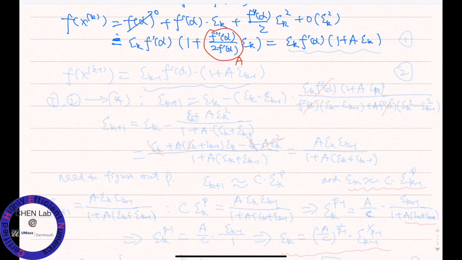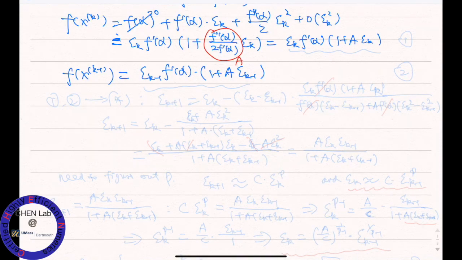This is f of x_k. If we were to do the whole thing again for x_{k-1}, what would you get? So that is equal to epsilon, as we just discussed, f prime alpha times 1 plus a epsilon_{k-1}.